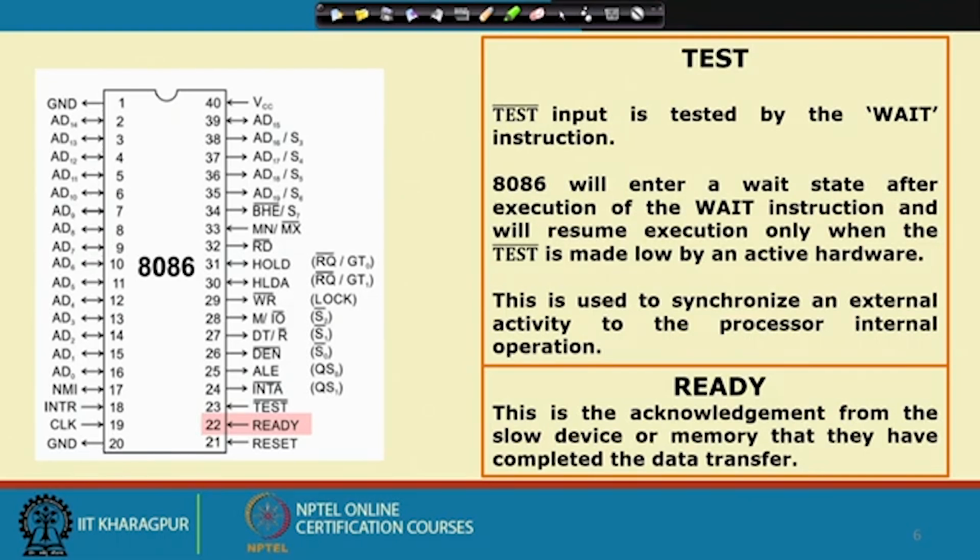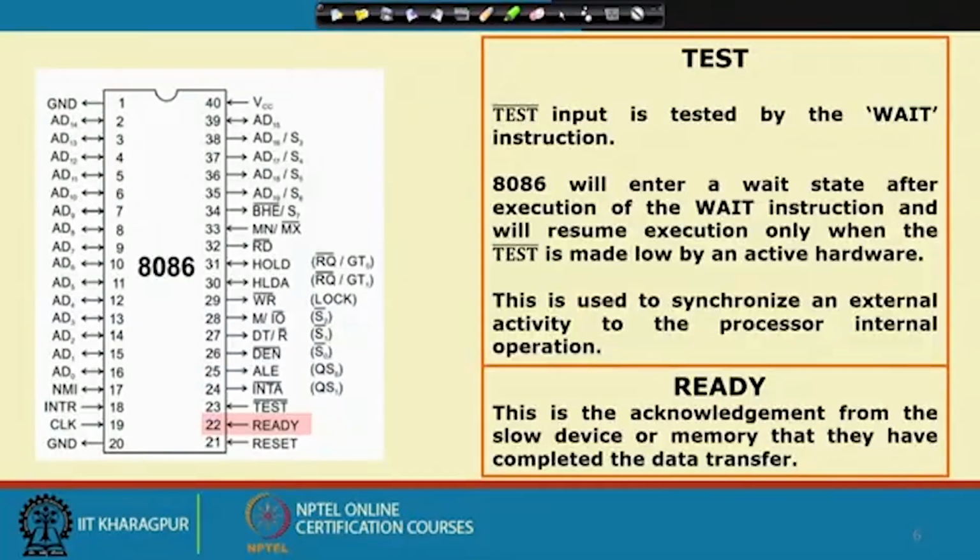So, this is used to synchronize an external activity to the processor's internal operation. There may be many devices in my system, and some device may be doing something while this 8086 program is also running, and maybe the program needs some data from some device, and that device may not be ready yet.